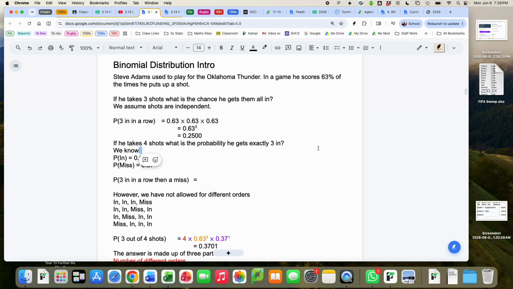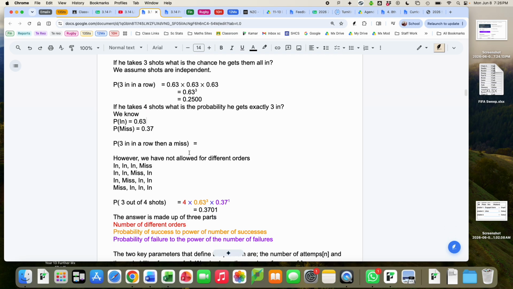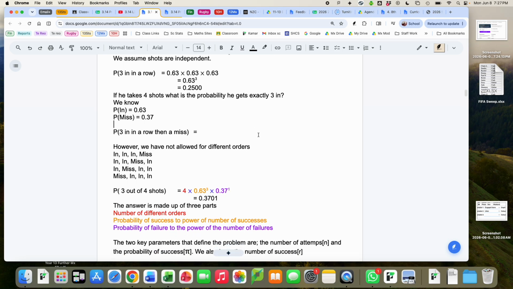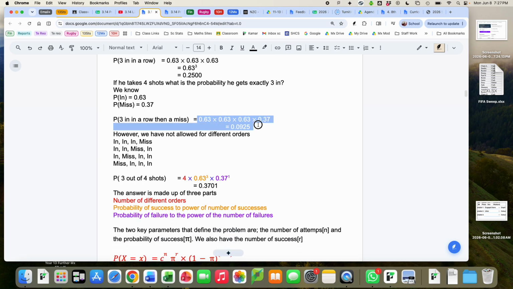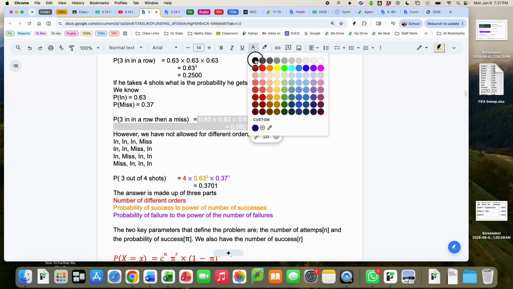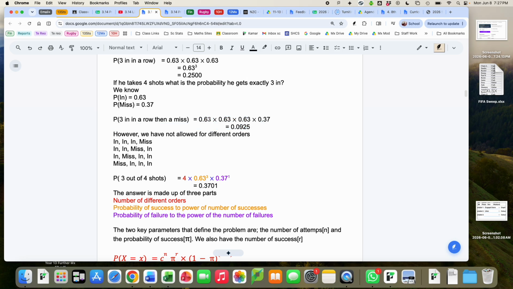If he takes 4 shots, what's the probability he gets exactly 3 in? This is where we've got a couple of things that we know. We know the probability to get them in, and we're assuming that is true. We're assuming that the probability he misses is the complement of that, and those two have to add to 1. So 3 in a row, then a miss. We can just use an extended version of what we did above. So 0.63, 0.63, 0.63, and then times 0.37. And we're at 9% chance of this happening.